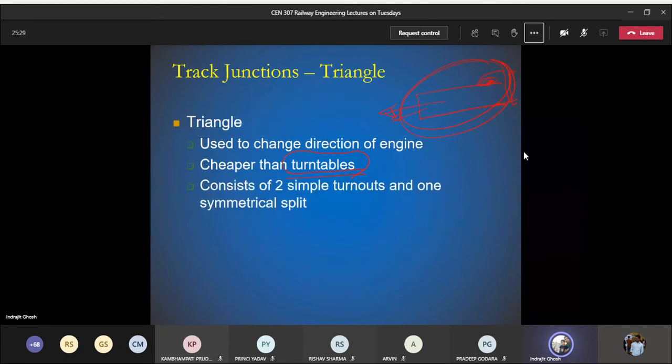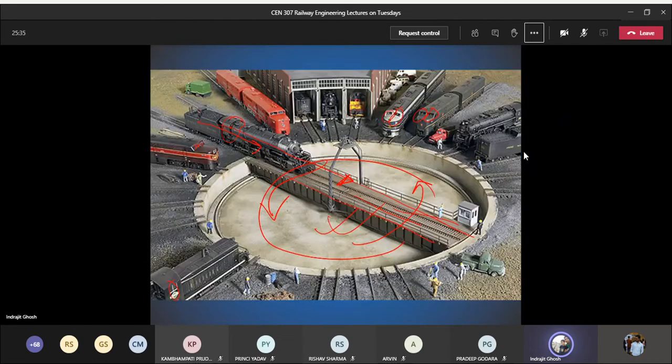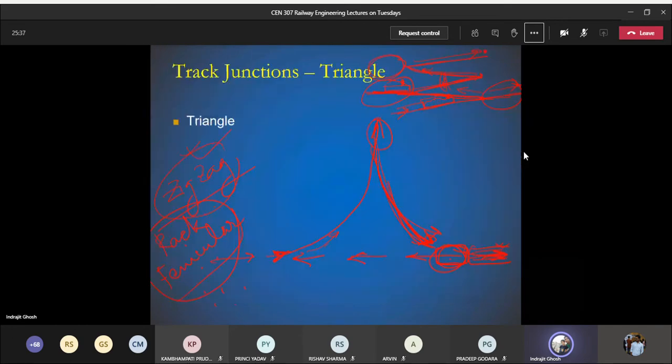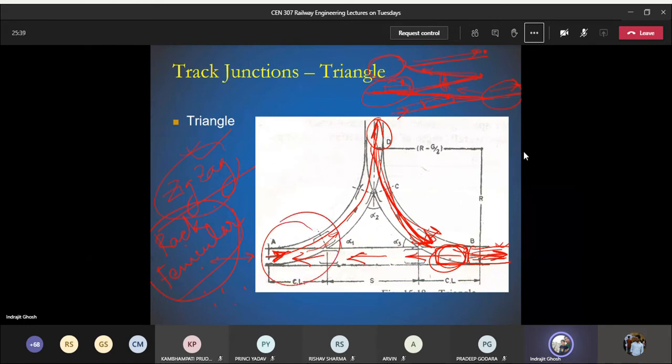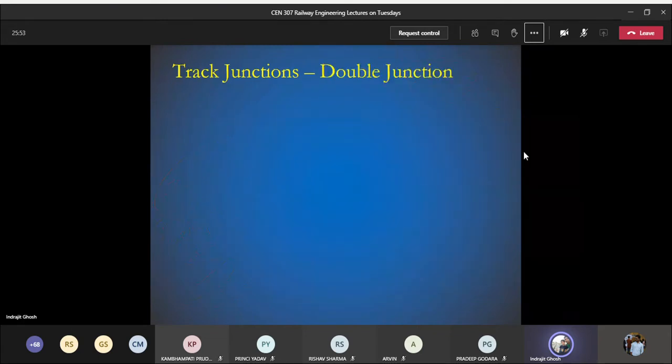It consists of two simple turnouts and one symmetrical split. We have one turnout here, another turnout there, and you can see this is a symmetrical split. So you have a split here and another split there. So this is the triangle. Then we have the last kind of track junction, which is known as the double junction.